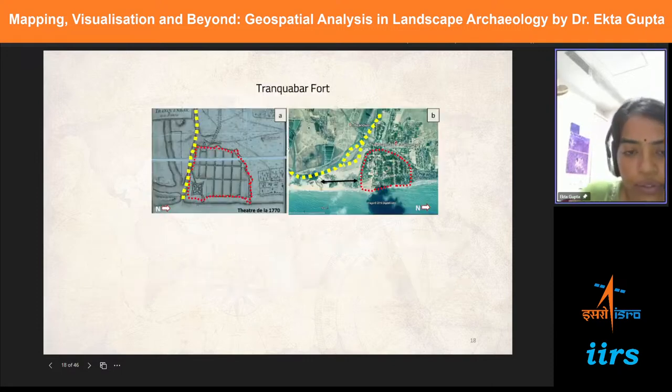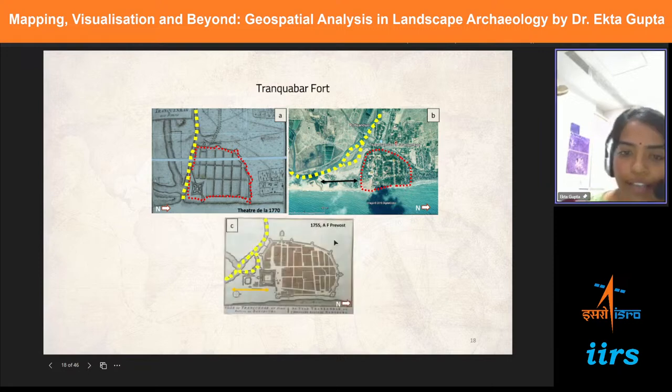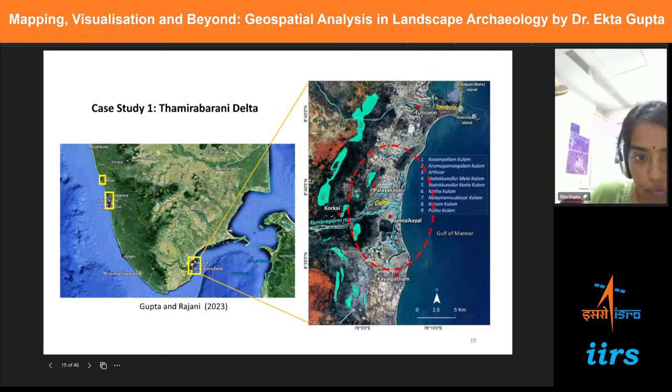I'll quickly show you this example, where this map shows Tranquebar Fort and a river flows right next to it. But now we see the river goes like this. So one may think that the river has migrated or changed its course slightly, but we found another map of the same time, and it shows exactly how it is today. So again, getting more and more maps is very important. You cannot rely on just one map. It's better to consult historical records as well, and also remote sensing data, which I will be discussing later, on how that helps.